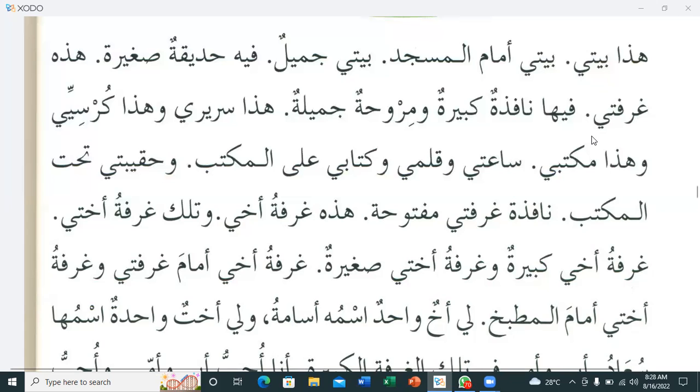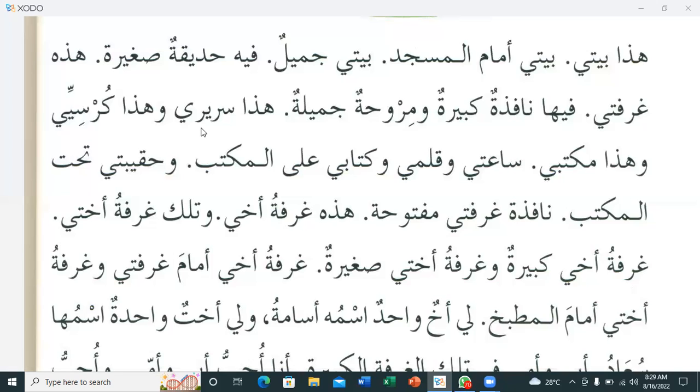Hazihi ghurfati. This is my room. Fiha nafidhatun kabiratun wa mirwahatun jamila. In it, there is a big window, and a beautiful fan. Good.